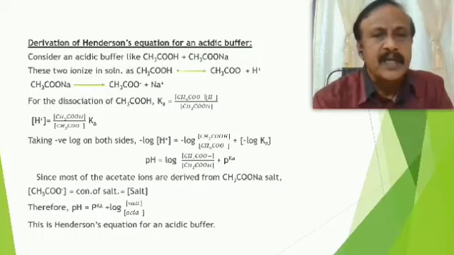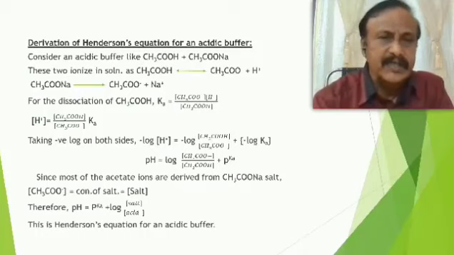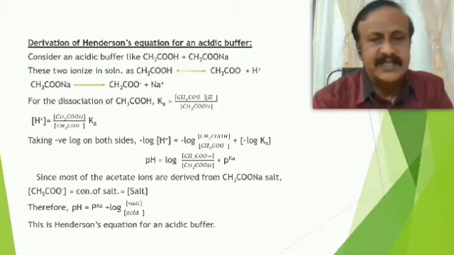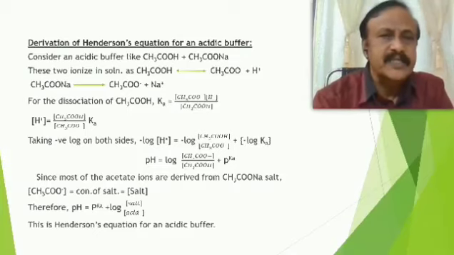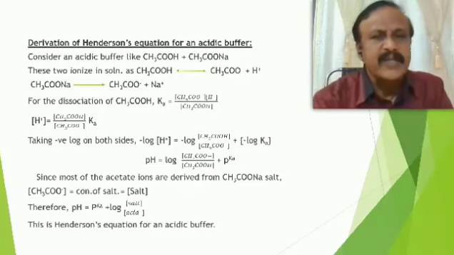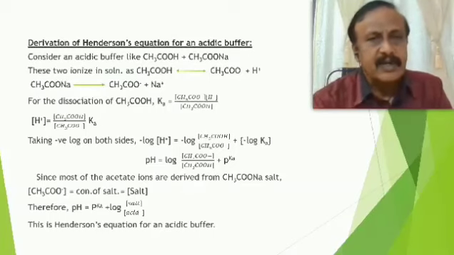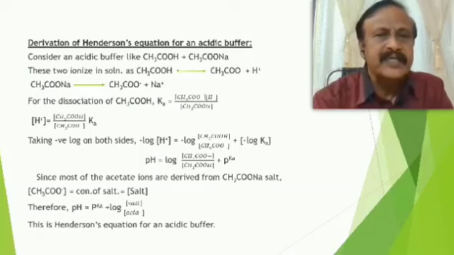There are two formulas. One is the pH of an ordinary solution, which is equal to minus log of H plus concentration. But for buffer solutions, which are prepared by mixing two different compounds, one a weak acid and its salt or a weak base and its salt, pH is given by pH = pKa + log of salt concentration by acid concentration. So this difference should be noted.